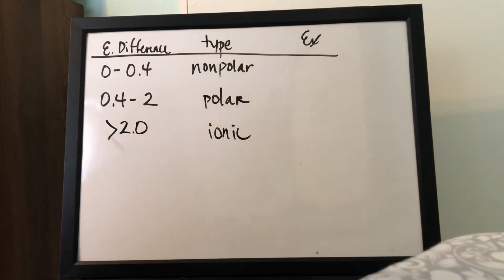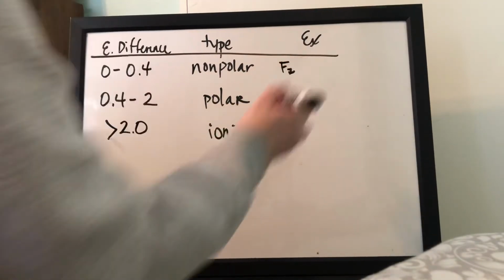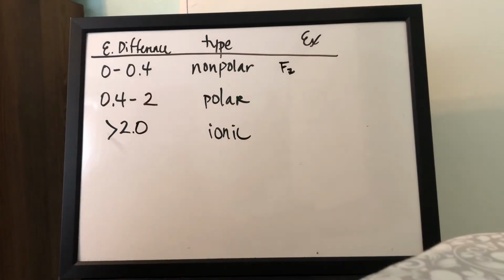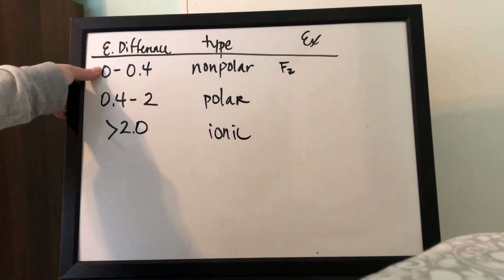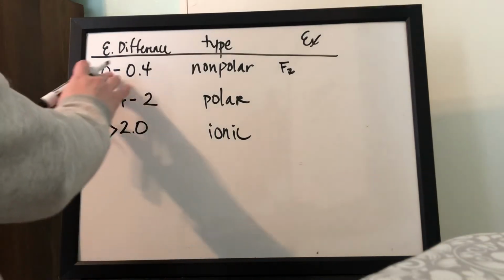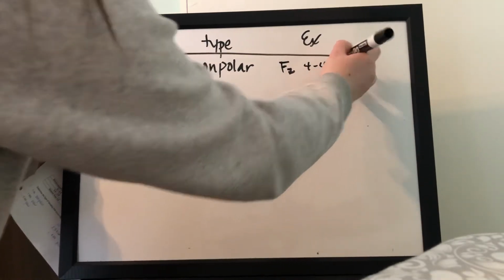So for example, we'll go back to F2 in our example. If you look at fluorine's electronegativity value, it's 4 in the table, right? And if you look at the second fluorine's electronegativity value, it's also 4, of course, meaning the electronegativity difference between the two atoms is in fact 0, which falls into this nonpolar bond. So 4 minus 4 gives me 0.